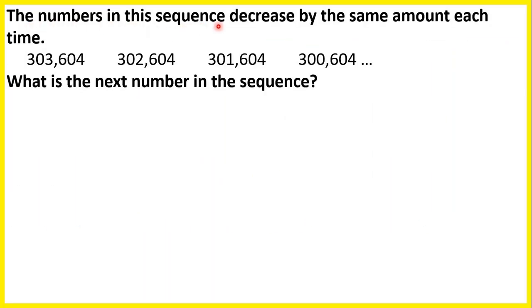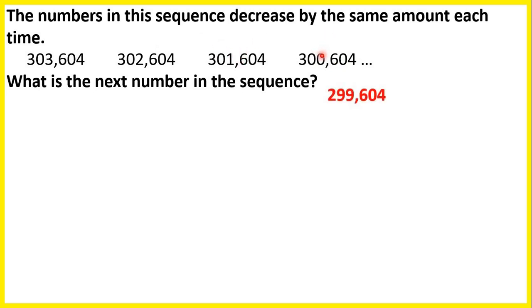The numbers in this sequence decrease by the same amount each time. So we have 303,604, 302,604, 301,604, and 300,604. So we can see that the numbers are decreasing by 1,000 each time.